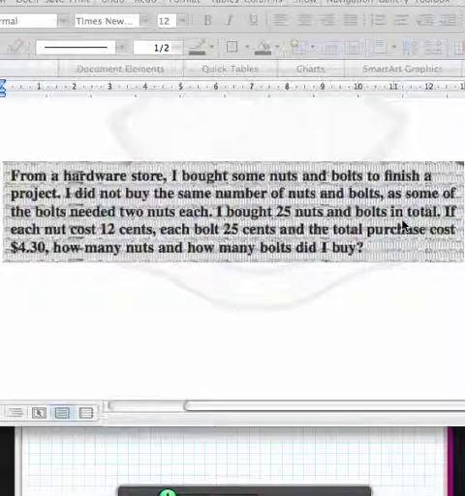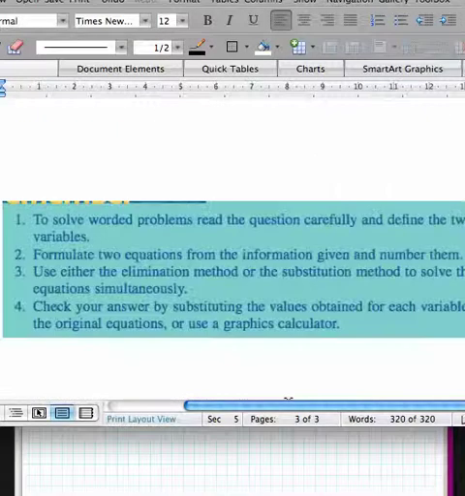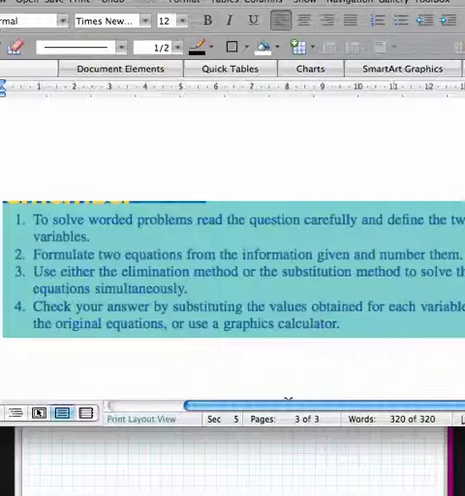If each nut cost 12 cents and each bolt cost 25 cents, and the total purchase cost $4.30, how many nuts and how many bolts did I buy? All right, so I want you to have a go first at writing 2 equations. This one is a little bit different, but see how you go. Now, before writing your equations, you should have done the first step, and that is identify the two variables. What will they represent? Okay, that's our first step.